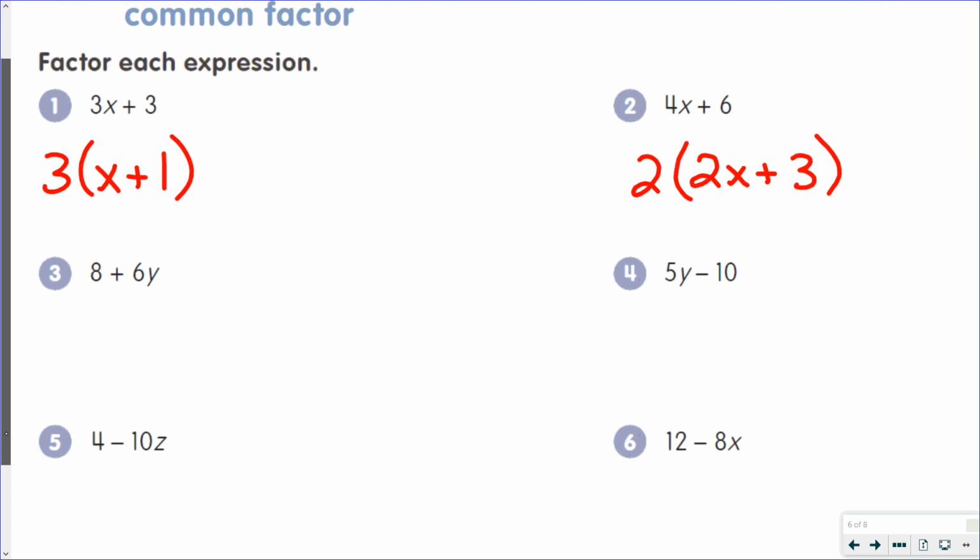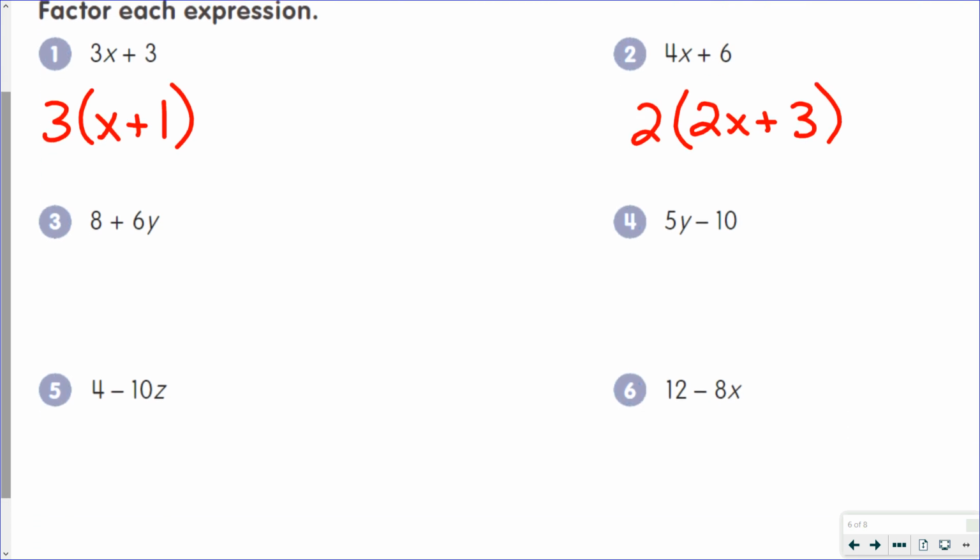8 plus 6y, the highest number I can divide those by is 2. 8 divided by 2 is 4. 6y divided by 2 is 3y. 5y minus 10, the highest number I can divide those by is 5. 5y divided by 5 is y. I'm going to keep the subtraction. 10 divided by 5 is 2.